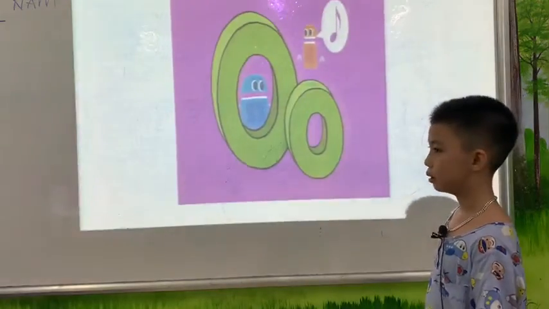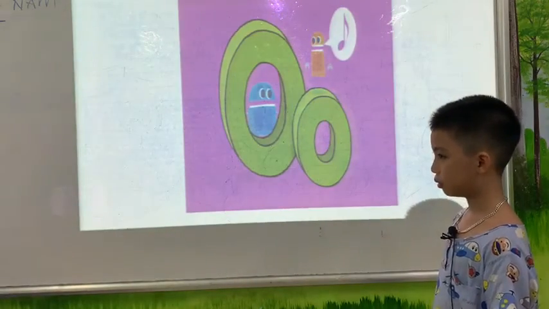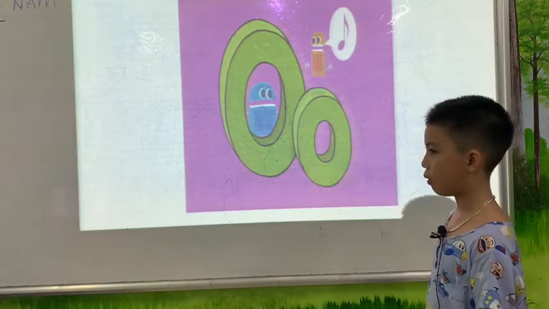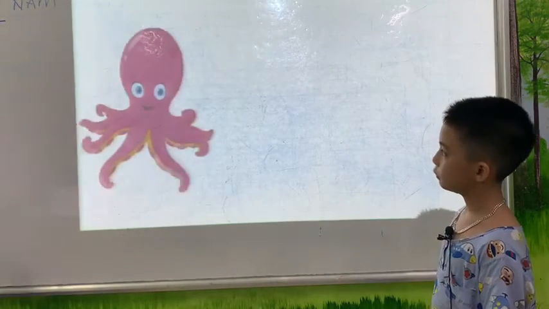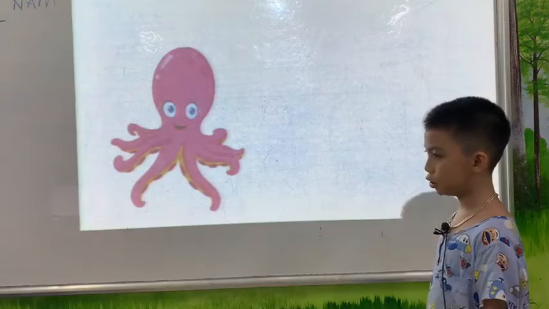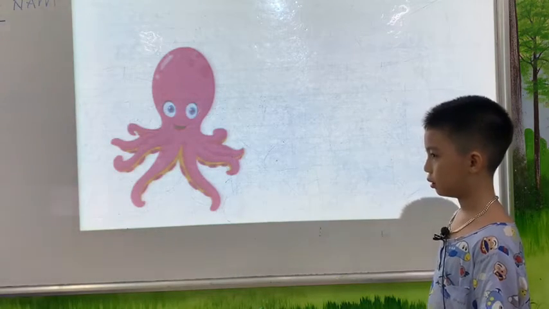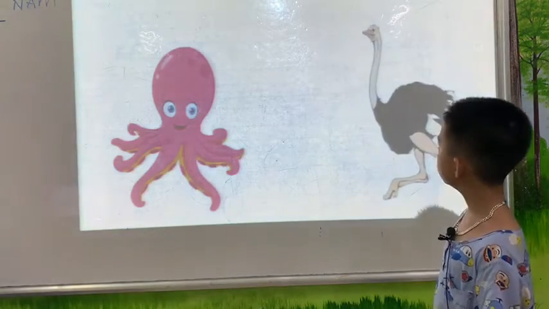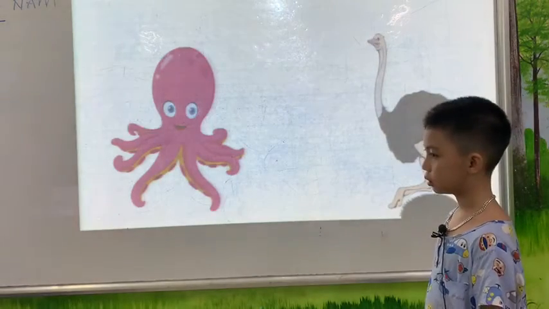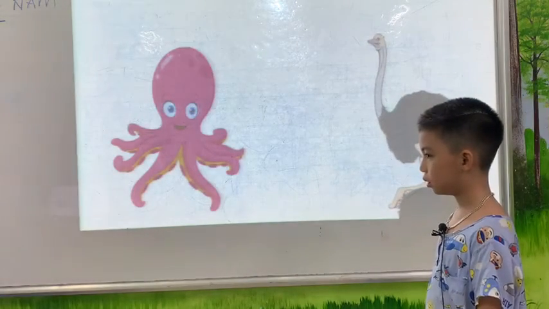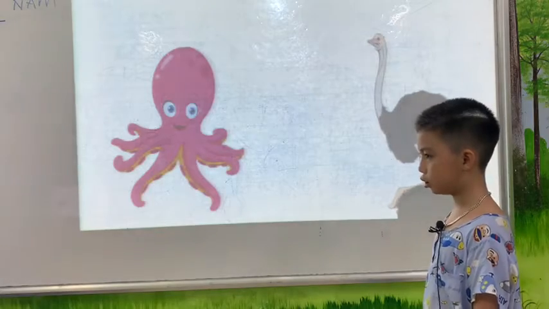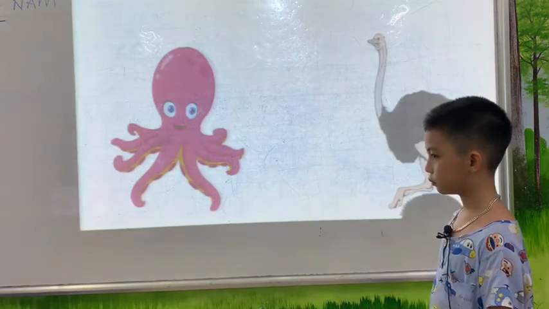Okay, what's it? Letter O. Okay, O sound. O. Okay, now what is it? It's an octopus. Okay, how about this one? It's an ostrich. Very good, it's an ostrich.